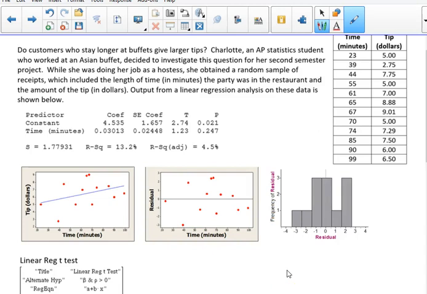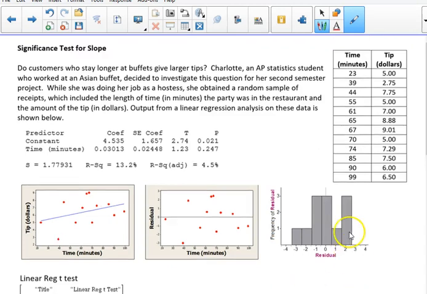We're going to look at a linear regression t-test. I think I have that at the top. Significance test for the slope. So here's the situation. Do customers who stay longer at buffets give larger tips?